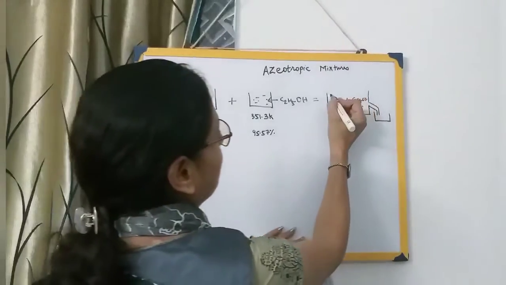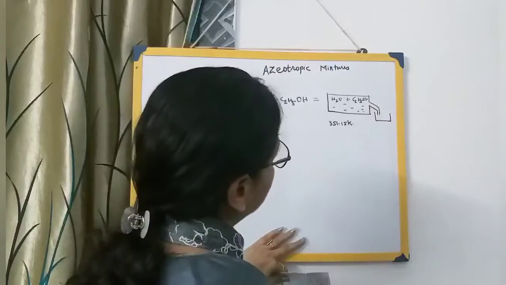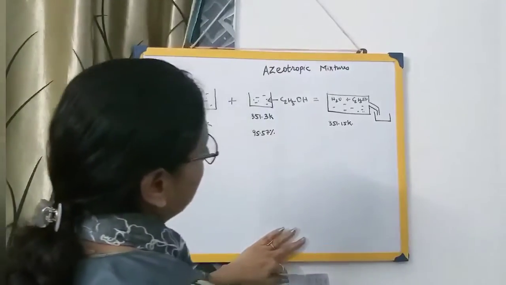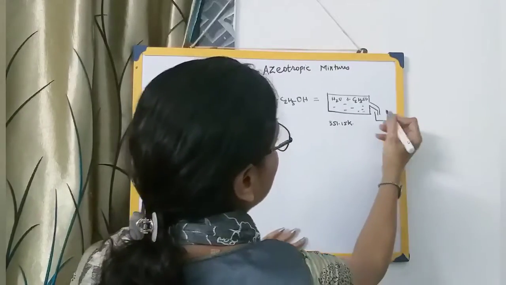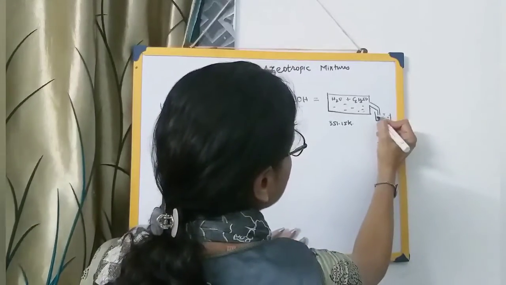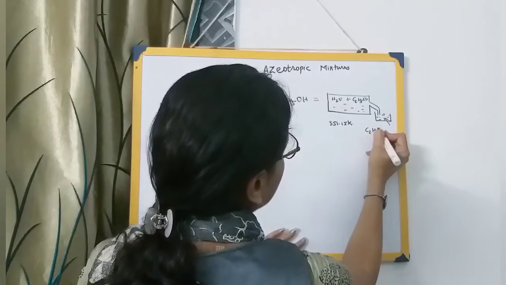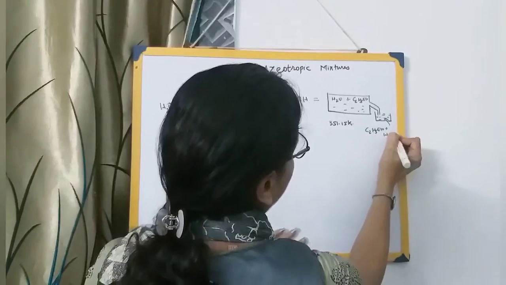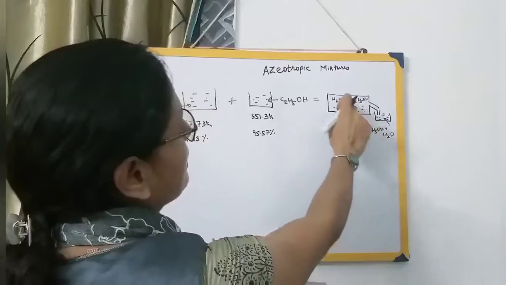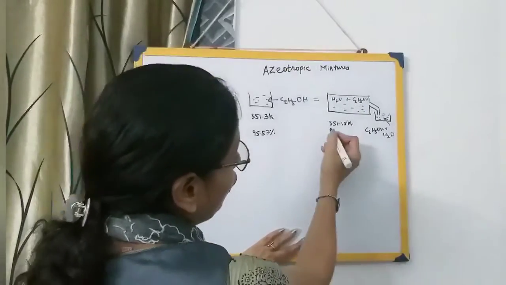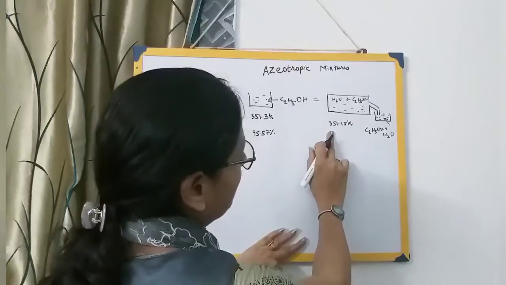Let's close this container. The vapors are being collected over here. At this temperature, that is 351.15 Kelvin, it starts boiling, and the vapors contain again the same C2H5OH plus H2O. The composition of the vapors will be the same as this, and the temperature will also not change. The temperature will remain the same, that is 351.15 Kelvin.